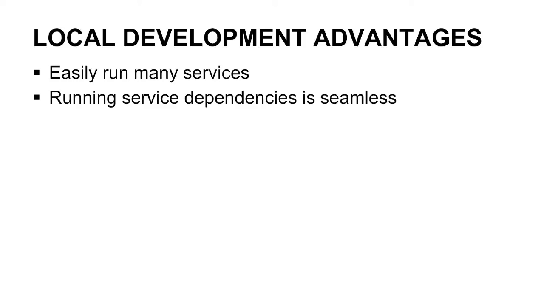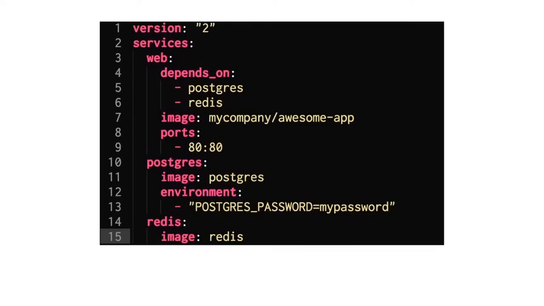Also, running service dependencies is very seamless. Docker Compose makes it easy for each service to require as few or as many support services as it wants with no overhead. As you can see, here's a Docker Compose file that has our web instance easily depending on Postgres and Redis. If the next service I work on doesn't require these, I can easily stop all of these services and start the ones required to work on another service.